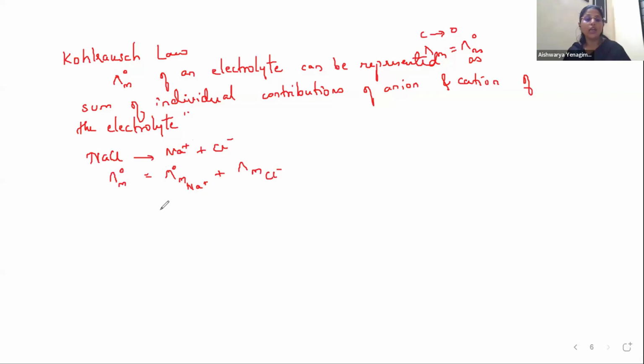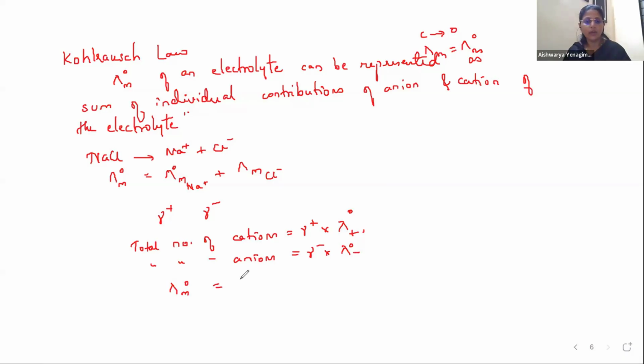So if you are talking about an electrolyte in which I have psi plus positive ions and psi minus negative ions, then the contribution of cations will be psi plus into lambda naught plus, and of anions will be psi minus into lambda naught minus. The sum of these will be my limiting molar conductivity of the electrolyte. That will be equal to psi plus into lambda plus naught plus psi minus into lambda minus naught. So don't get confused: you add the limiting molar conductivities of the ions and you will get the limiting molar conductivity of the electrolyte.